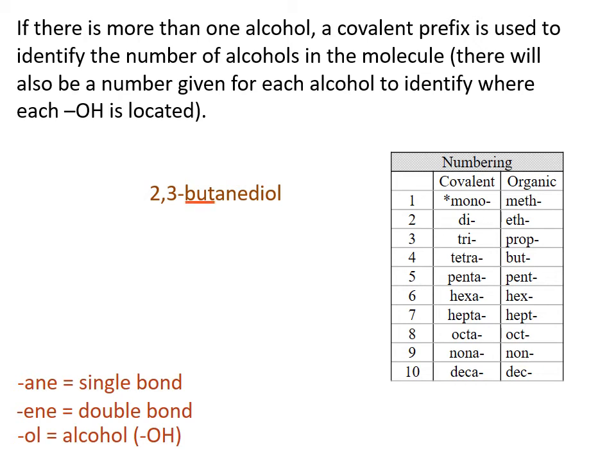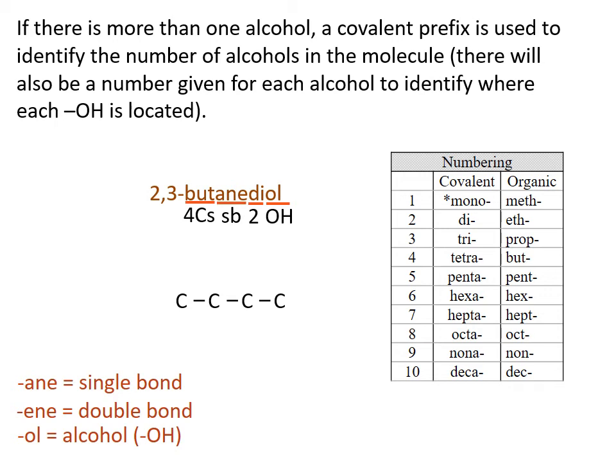2,3-butanediol. But means 4, so write down 4 C's. And now draw 4 carbons. 1, 2, 3, 4. Ane means single bond. Di is a covalent prefix meaning 2, and OL means I have an OH group. So butanediol means 4 carbons singly bonded with 2 alcohols.